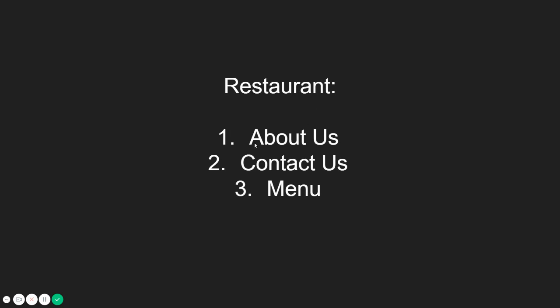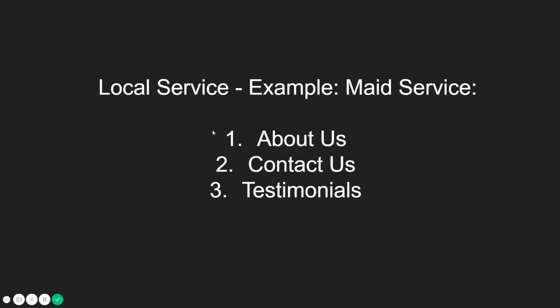So here are some ideas for various industries. Restaurant could be about us, contact us, menu. You know, pretty simple, pretty basic. These can always be changed, but these are just some basic ideas. Local service, for example, a maid service: about us, contact us, testimonials. One of these, maybe under about us, could be meet our team.